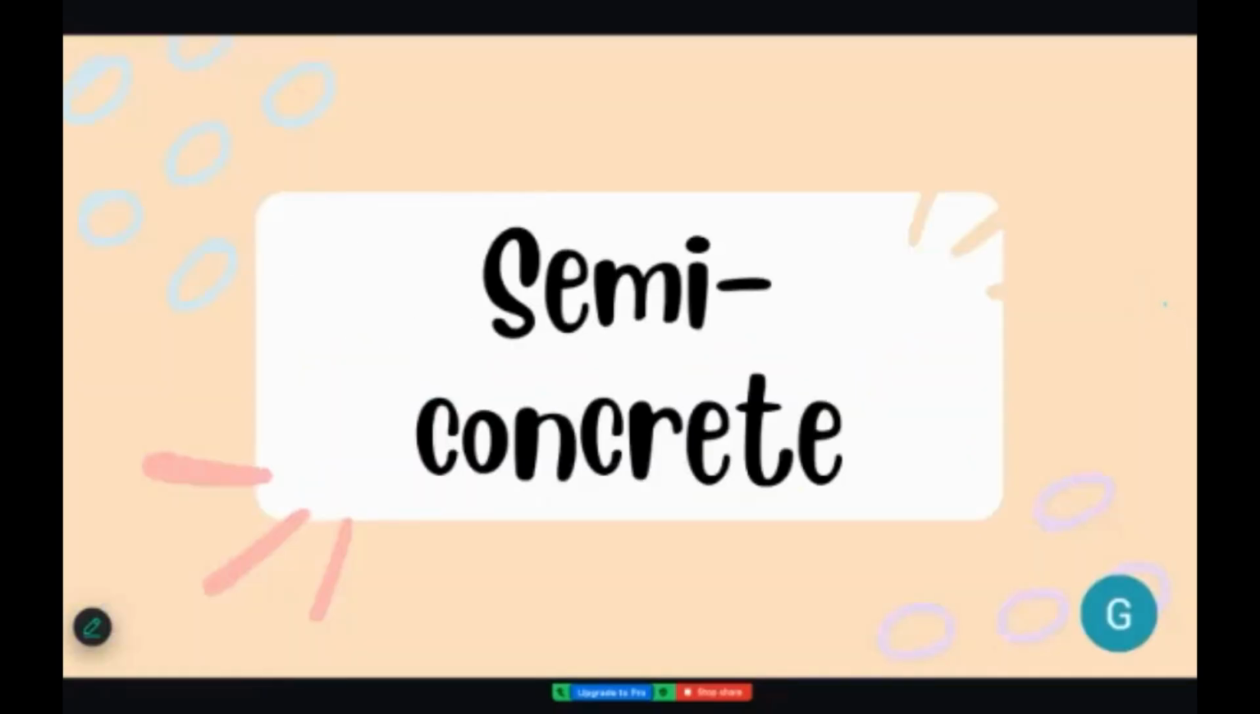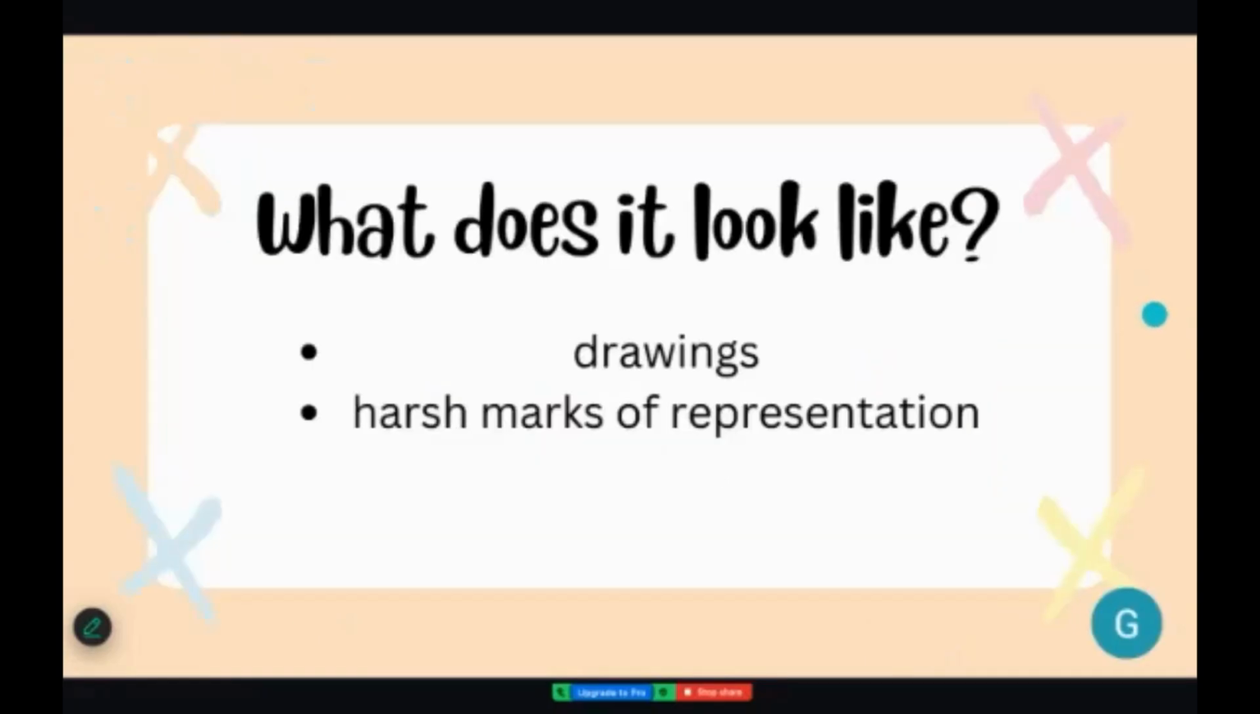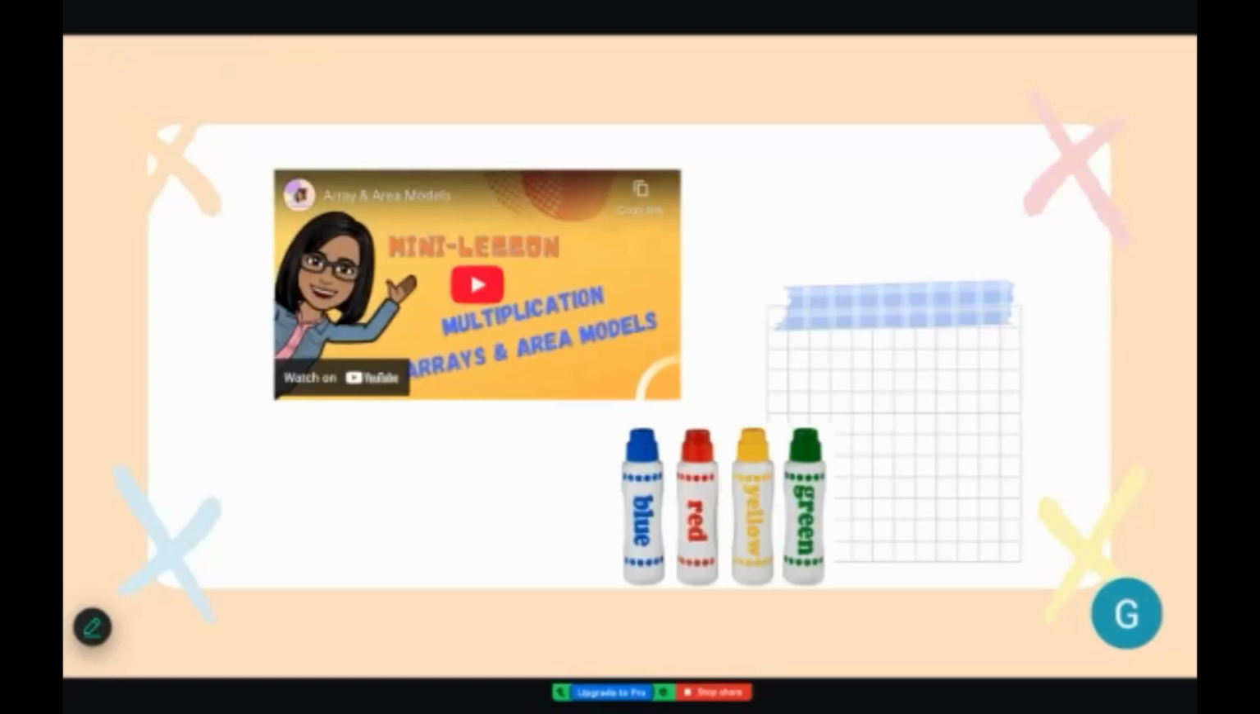Next step would be to do semi-concrete models. Now let's take a look at what that would look like. At this point, we are stepping away from manipulatives and hands-on activities. With semi-concrete, instead of manipulatives, we have drawings or hash marks of representation. Students here can also use graph paper with dot markers, crayons, pencils, whatever they're using to write, to do these hash representations of arrays and area models.